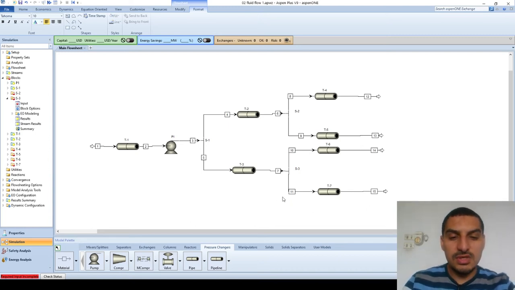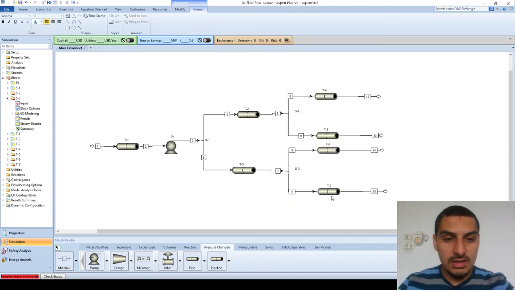Just for the sake of time, I did all the connections for the two splitters and the four pipelines, or the four pipes, because it's just a routine process of adding some units and connecting them. So I didn't want to waste a lot of time doing that in the video, so I did that beforehand. And what we're gonna do is define these four pipes, see how we can define them, see the results and how the results are going.